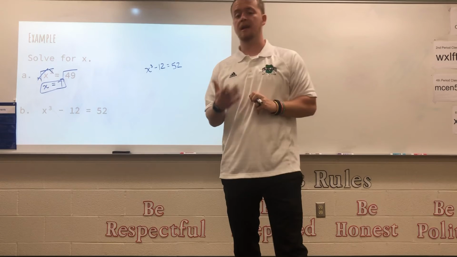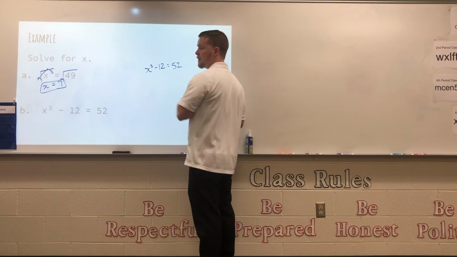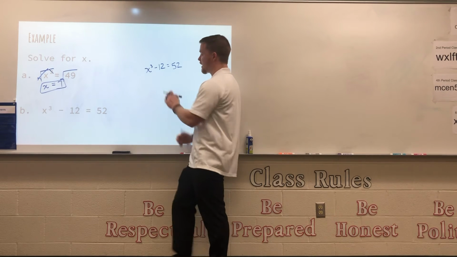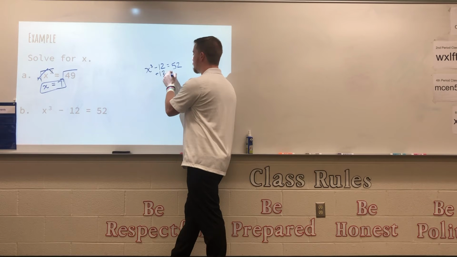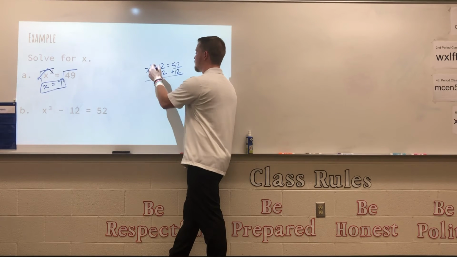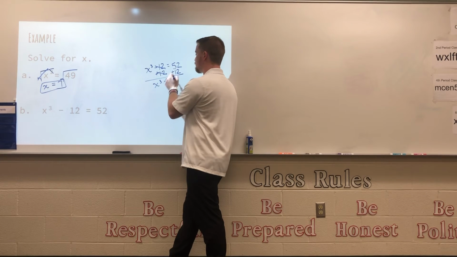Okay? Again, first thing you need to make sure is the x to the third is by itself, which is not here. So first you need to move that minus 12, which hopefully we remember from chapter 1. You're just doing the opposite, which is plus 12 on both sides. Cancel, cancel. We bring down x to the third equals 64.